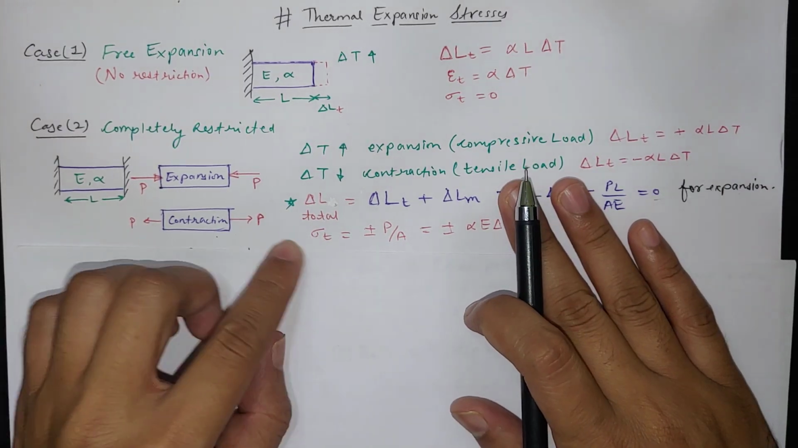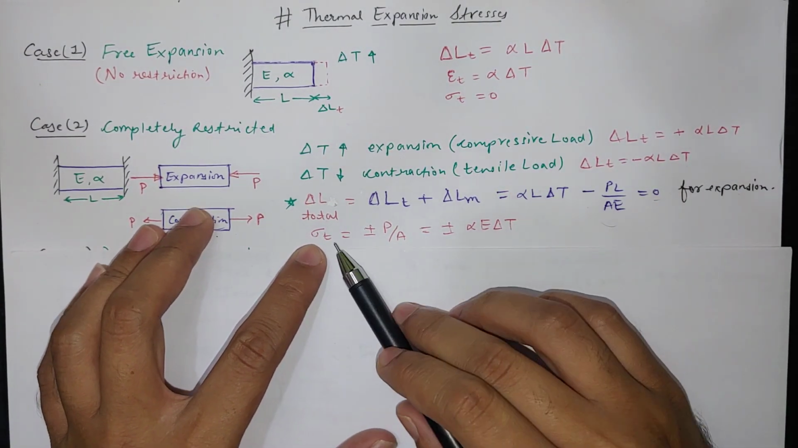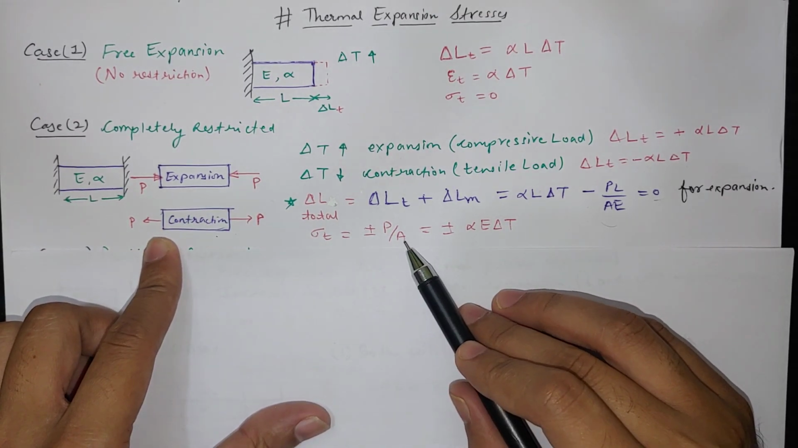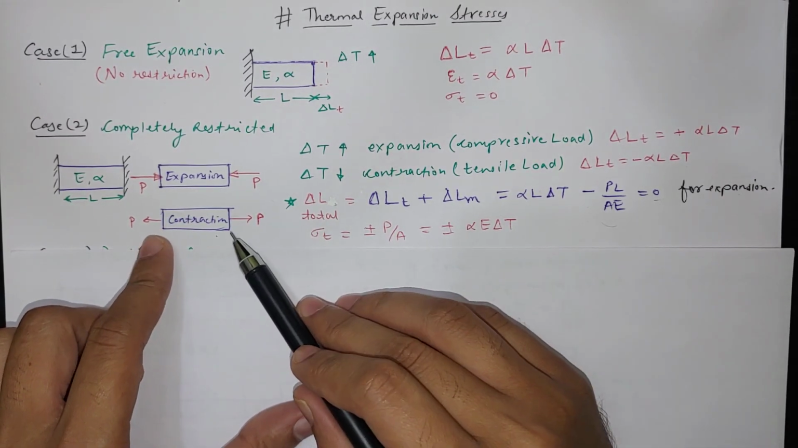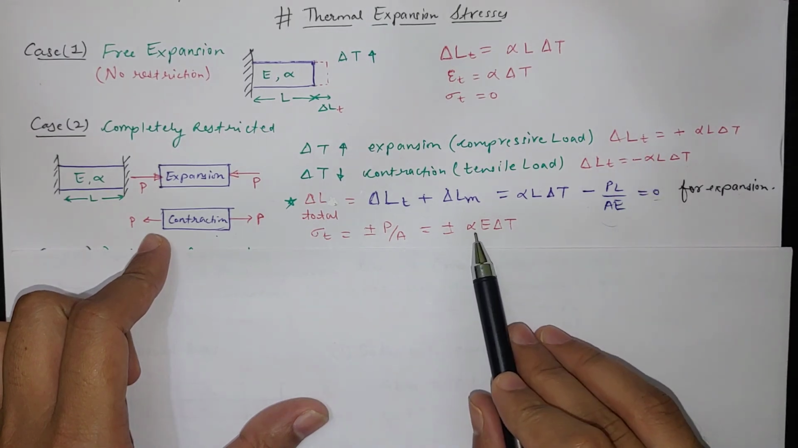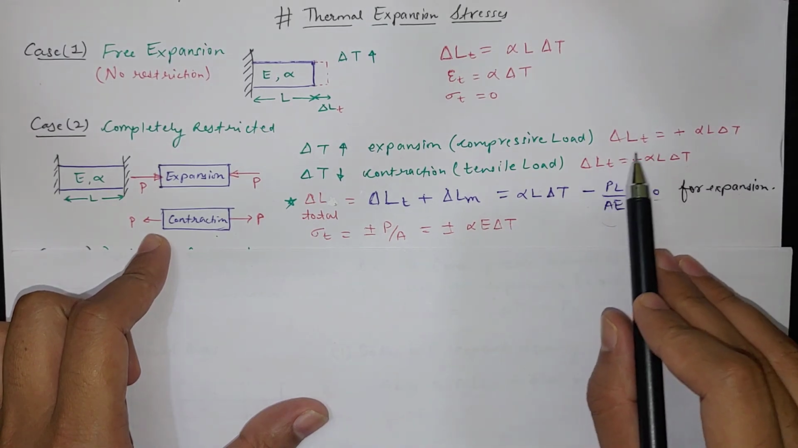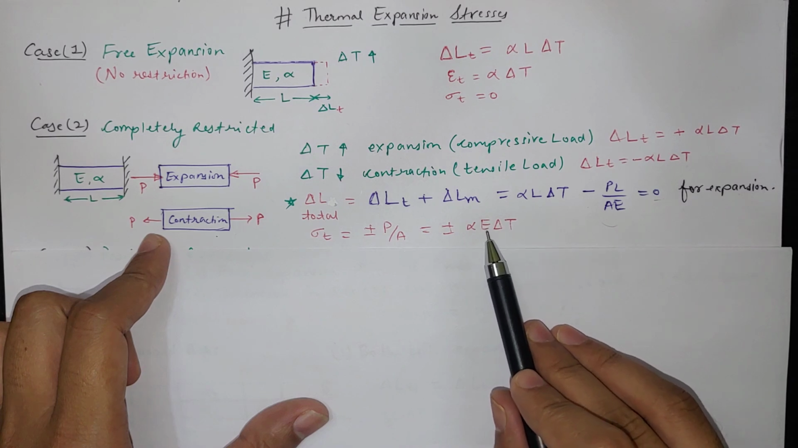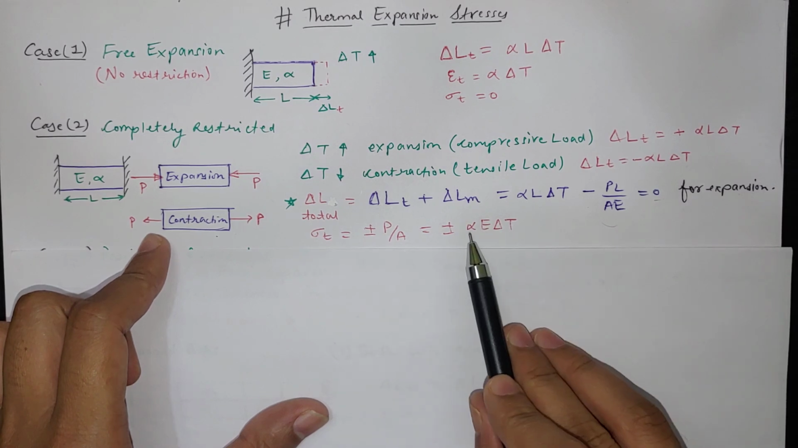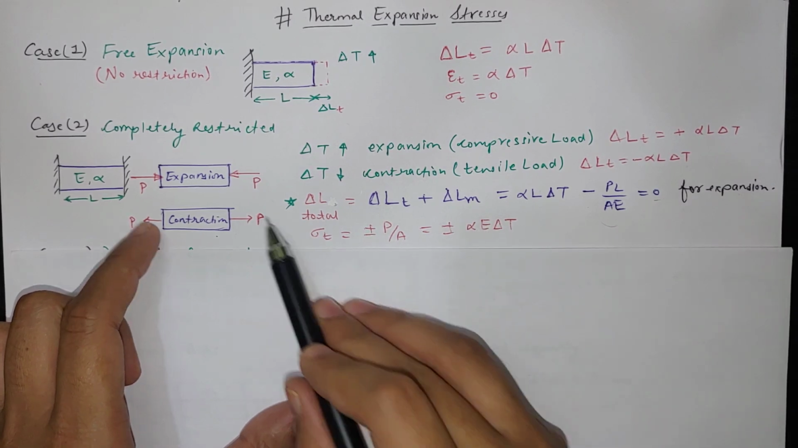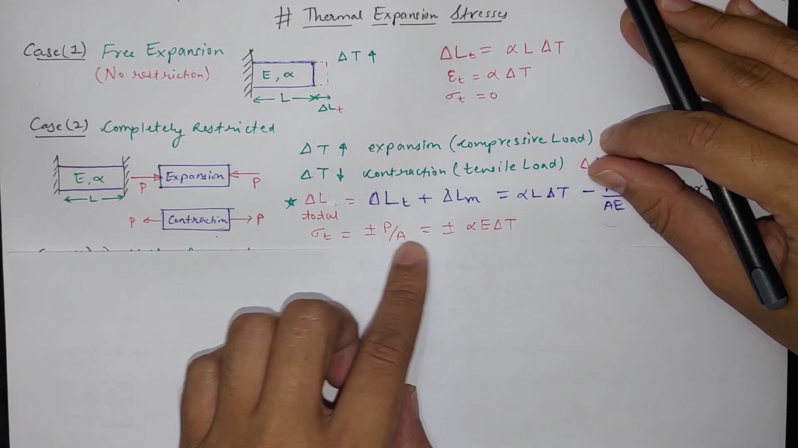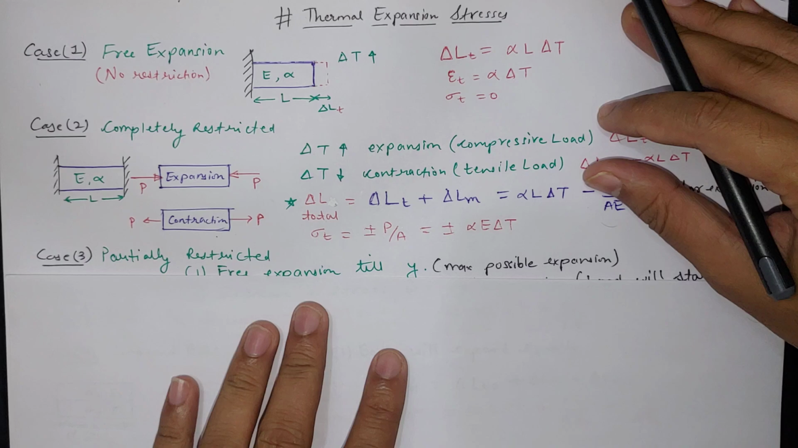Now if you see stress, stress will be equal to the load generated, which is P divided by area. And in terms of strain, strain is alpha delta T, and if you multiply by Young's modulus, then the stress will be equal to alpha E delta T. Plus or minus is due to expansion and contraction. So when it is compressive, it will be negative; when it is tensile, it will be positive.